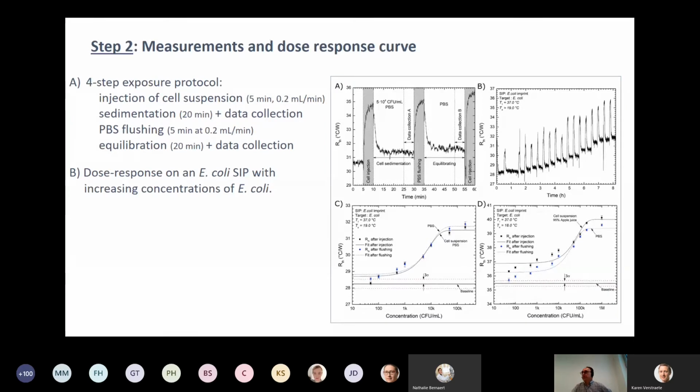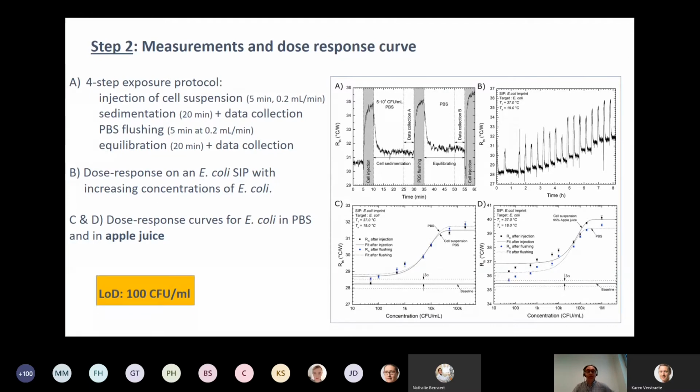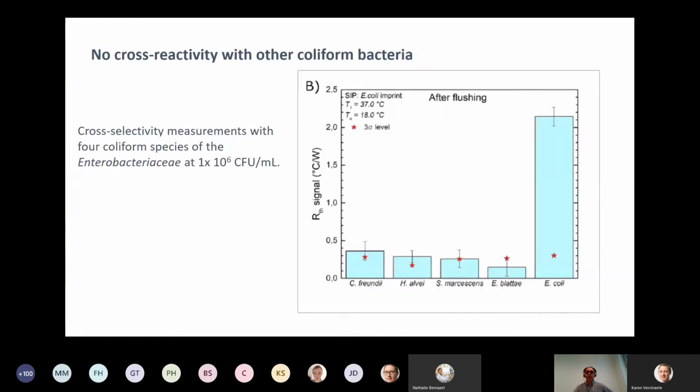In panel B, you see dose response with increasing concentrations of E. coli in the flow cell. On the basis of that, you can construct dose response curves, which you can see in panel C and D. We have done it in PBS buffer and also in apple juice. In both instances, you could find a limit of detection of 100 colony units per milliliter.